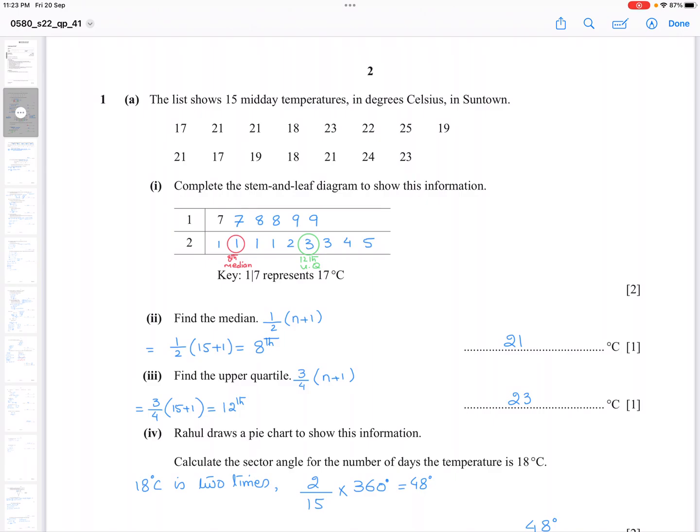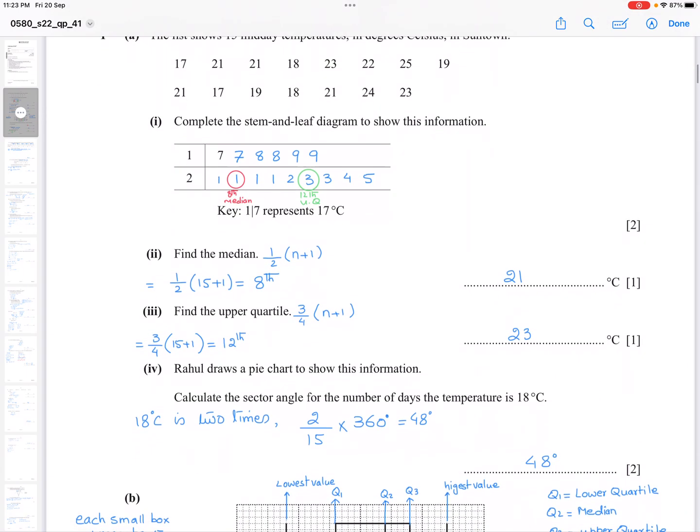In the third part, find the upper quartile. Upper quartile is 3 over 4 (n plus 1). N is your 15. So 3 over 4 times (15 plus 1) is the 12th value. I circled it with a green circle. So you count from the beginning: 7, 7, 8, 8, 9, 9, 1, 1, 1, 1, 2, and 3. This is your 12th value, and this is your upper quartile. So do not write 3. You have to remember, you have to write according to the key. So you write 23. This is your upper quartile.